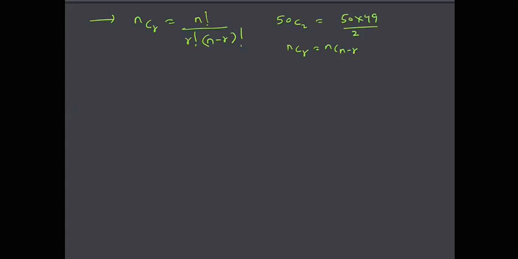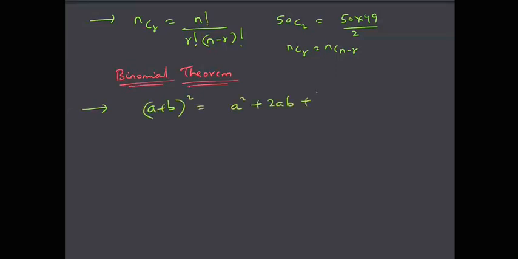So now let us discuss the basics of the binomial theorem. It is a big chapter in its own right, but we are just going to touch its basics. Let us say you have (a plus b) whole square. You know the formula for this: a square plus 2ab plus b square. And (a plus b) whole cube is a cube plus 3a square b plus 3ab square plus b cube.